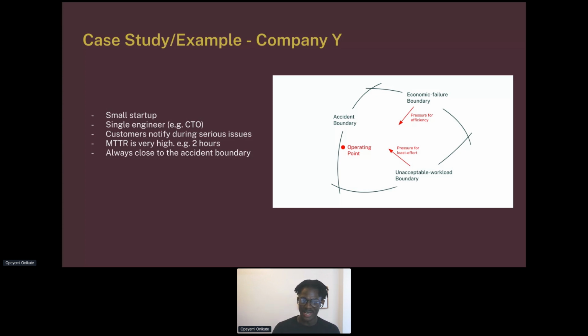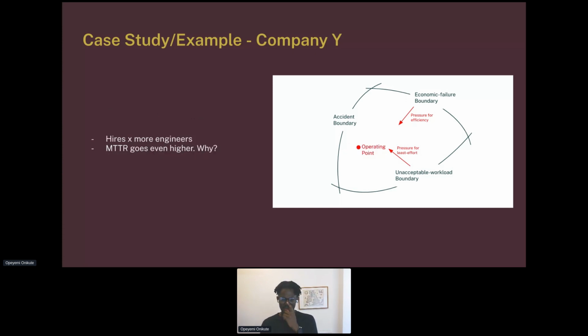And then the economic section, right? The CEO just wants to be alive, to be afloat, so that they can raise money in the next round. So this company is always close to the edge, and they decide to scale. Yeah, let's hire more engineers. And you'd generally think that because they've hired more engineers, this is going to get better. They're going to get faster at solving incidents, which is unfortunately not the case.